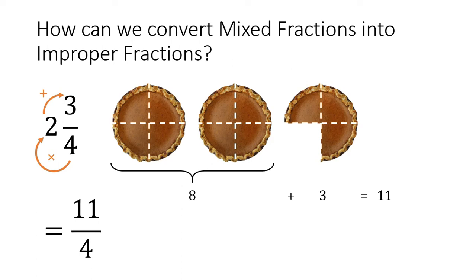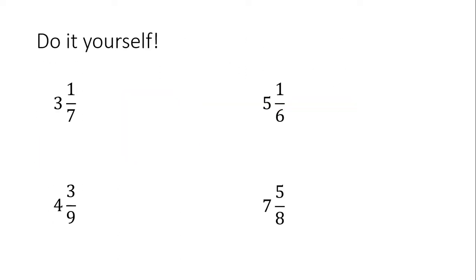So, what are the two steps? Number 1, multiply the denominator by the whole number, and then number 2, add that to the digit in the numerator. Your turn. I'm giving you 4 mixed numbers, and your job is to convert them into improper fractions using the 2 steps that I just mentioned. Press pause to try it out. Press play to check your answers.